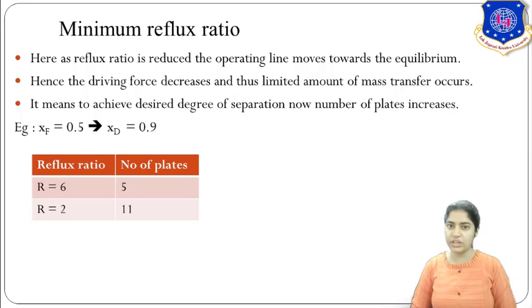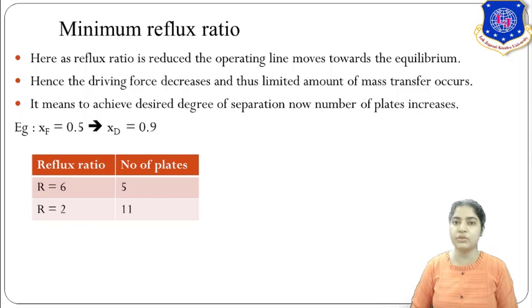You can see it is totally opposite to the total reflux condition. Driving force decreases here, so there is very little scope for mass transfer to occur. It means to achieve the desired degree of separation, the number of plates has to be increased. For example, if your desired separation is from 0.5 you have to increase it up to 0.9.